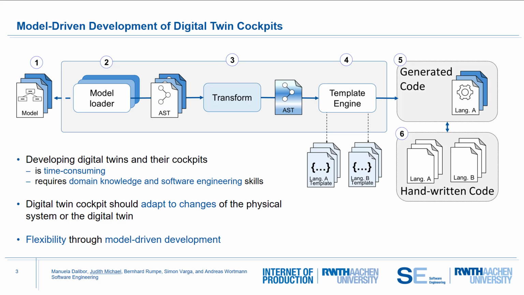We propose the model-driven development of such digital twin cockpits, as the development is time-consuming, requires domain knowledge and good software engineering skills. As such digital twin cockpits should adapt to changes of both the physical system and the digital twin, we allow for this flexibility by using model-driven engineering methods. To create the digital twin cockpit, we reuse the class diagrams describing the data structure of the digital twin for generating the cockpit. This common data basis provides consistency by construction and has an immediate impact on the generated code, as the digital twin cockpit always fits the digital twin.